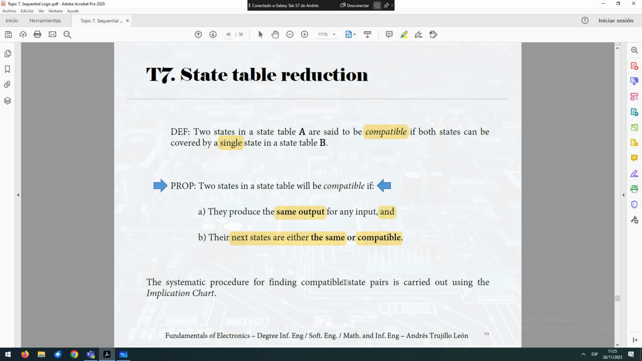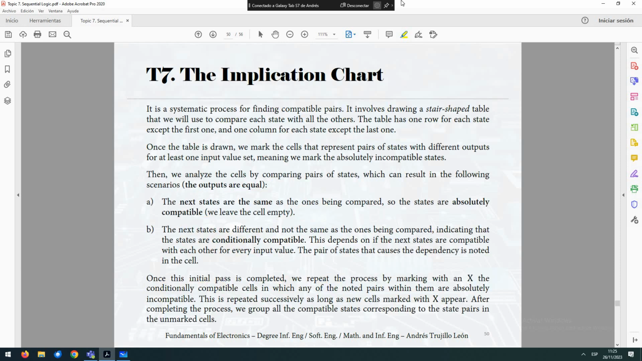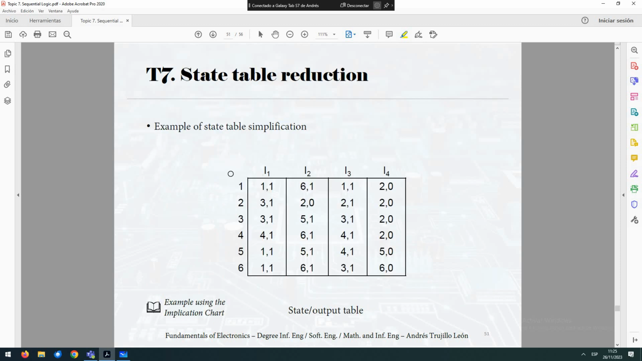So I told you that we have a method to compare directly all the states of the table, and this method was the implication chart. We apply the implication chart. Here you have the method explained, but I explained the method with an example. And in our example, we have this state output table and we apply the method of the implication chart.